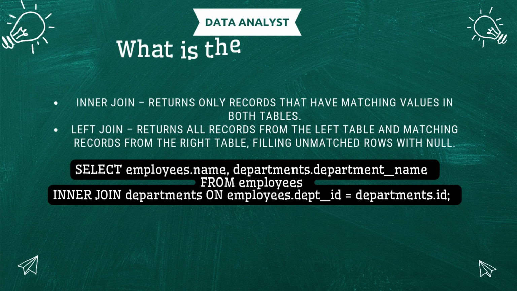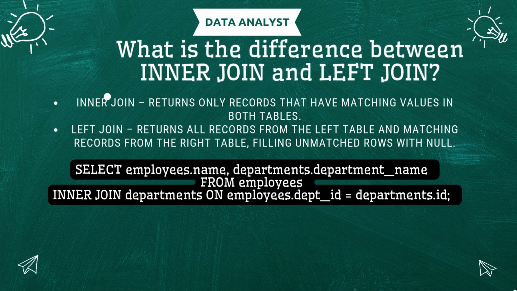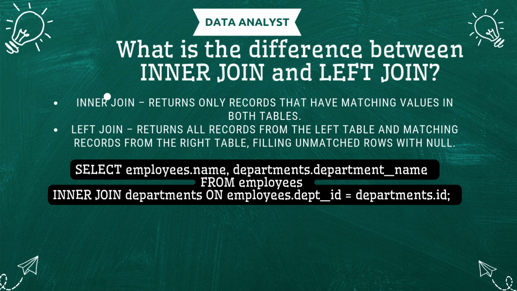What is the difference between inner join and left join? Inner join returns only records that have matching values in both tables. Left join returns all records from the left table and matching records from the right table, filling unmatched rows with null. Example: SELECT employees.name, departments.department_name FROM employees INNER JOIN departments ON employees.department_id = departments.id.